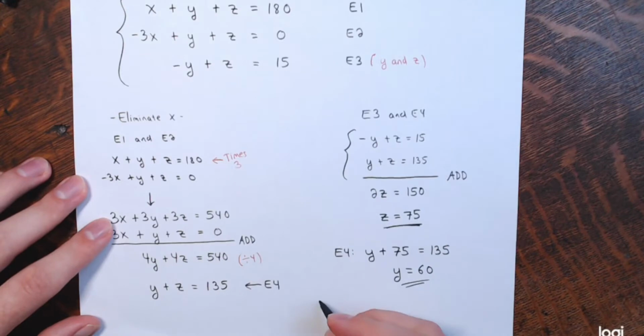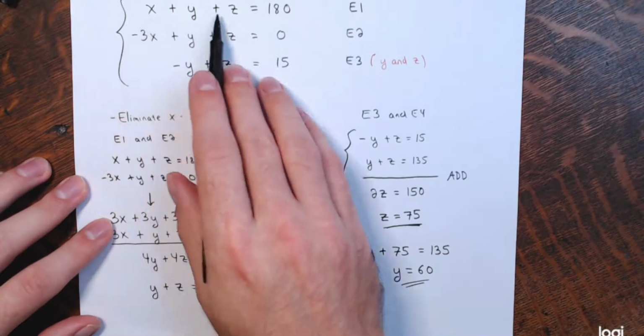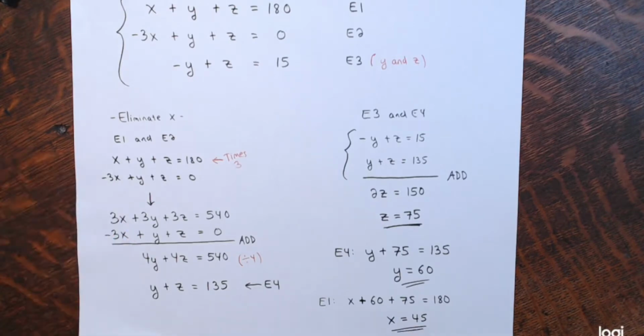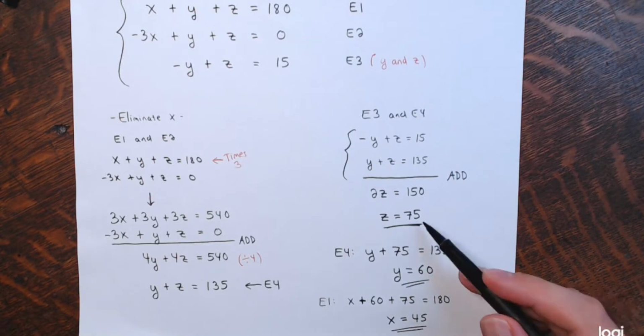And then we can go back to the first equation, and that's x plus y plus z, and solve for x. X plus y plus z equals 180. So x plus 60 plus 75 equals 180. Now this is just 135 here. Subtracting 135, x equals 45 degrees. Okay, so the solution, these three angles are 45 for the first angle, 60 degrees for the second, and 75 degrees for the third. Again, don't put the degree symbols.